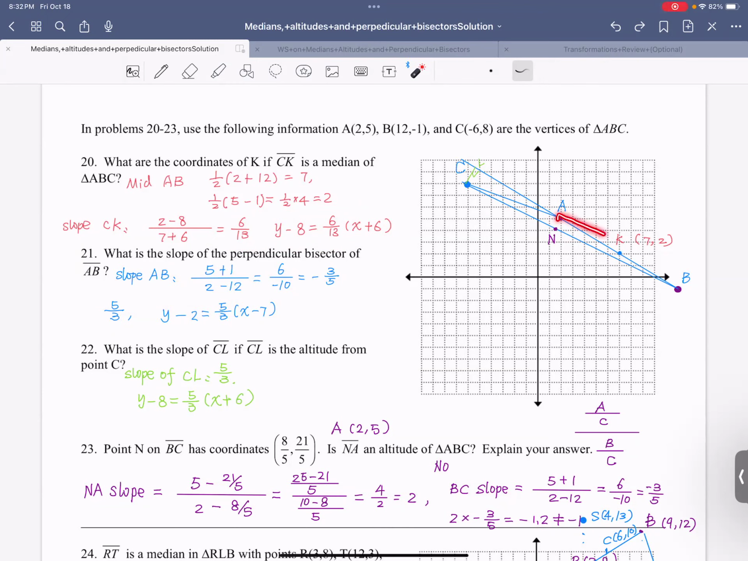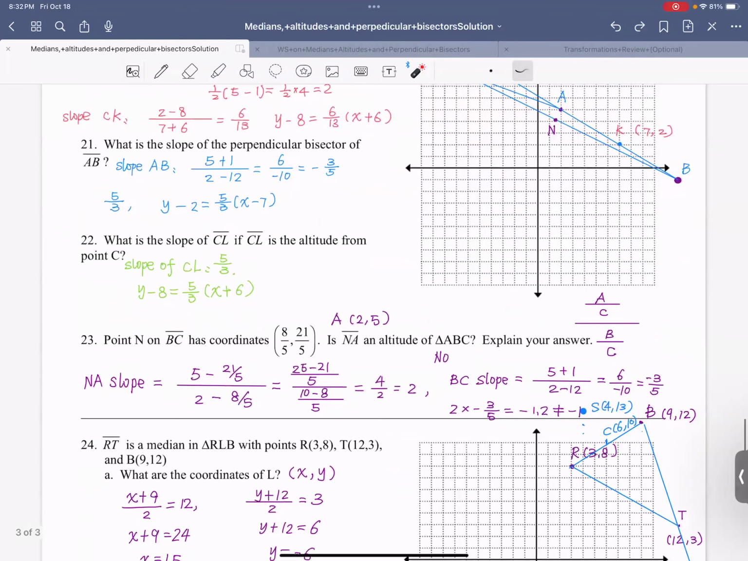You calculate slope AB just by y minus y. 5 minus negative 1 is 6. 2 minus 12 is negative 10. So you have that. And then you do the negative reciprocal, which is 5 over 3. And for C, the slope of CL should also be the same as that, because this is 90 degrees, this is 90 degrees. So these two lines are actually parallel. So they have the same slope. Okay.